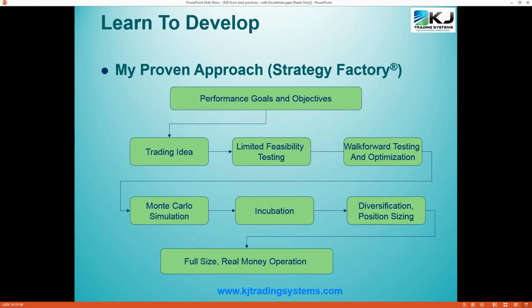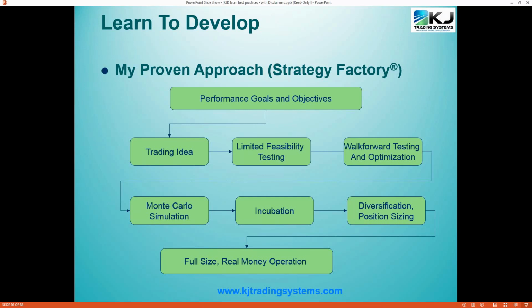What I use is a trademarked approach that I came up with, which I call a strategy factory, but it's a lot different. So it starts out, after you have your goals, at your trading idea, but then runs through some limited testing, just to see if things are okay. Then I do what's known as walk-forward testing. Then I do some simulation. Then I let the strategy sit for a while, which is called incubation. Then I make sure it fits with my other strategies, and I do all that before I start trading.